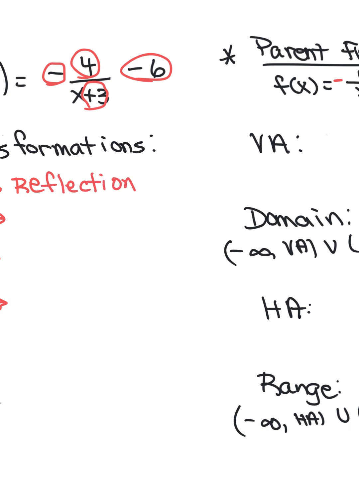We also have a 4 on top. The parent function has a 1, which means that we had to multiply by 4. When we multiply by a number, if the absolute value is greater than 1, we know this is going to be a vertical stretch of 4.